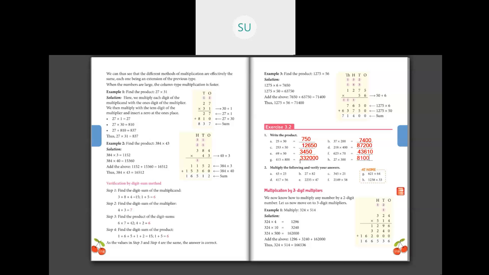Now, for question 2, they have told us to multiply the following and verify your answer. So you have to multiply these numbers and also verify the answer. So let's solve those questions.